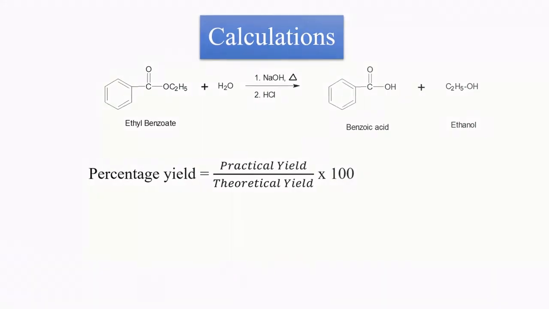Now for today's experiment, we are going to use water as a solvent. Okay, because in water, benzoic acid is insoluble at room temperature, but it is soluble on heating. So best solvent for the recrystallization of benzoic acid is water.